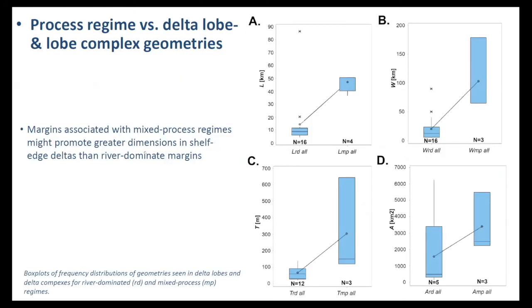So here are some of the results from the two studies, which might contribute to a better understanding of the role of the shelf in the evolution of these systems. Although we have fewer data on shelf edge deltas interpreted by the authors as deposited under a mixed process regime, meaning fluvial and, for example, tidal and wave influence, the dimensions exceed by far those recorded for shelf edge deltas in fluvial dominated regimes, as you can see here. So the results indicate that margins associated with mixed process regimes might promote greater dimensions in shelf edge deltas than river-dominated margins.